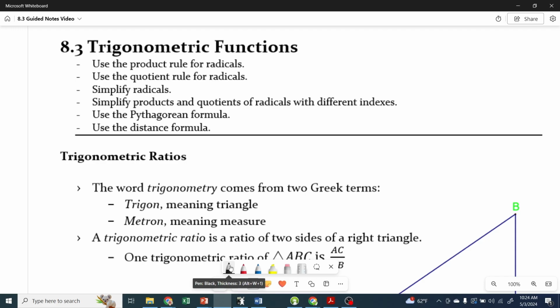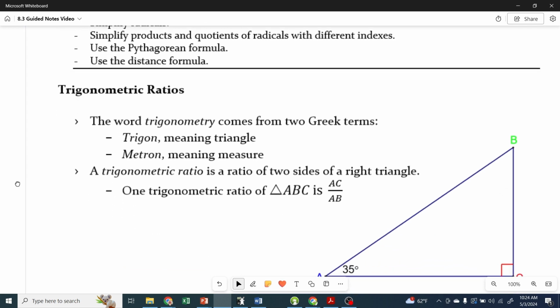Welcome to Algebra 2, Unit 8, Section 3, Trigonometric Functions. I realize that the goals for the lesson are incorrect on the handout and here, but we'll go through this and you'll figure out that those aren't what we're using right now. So we're going to be using trig functions.